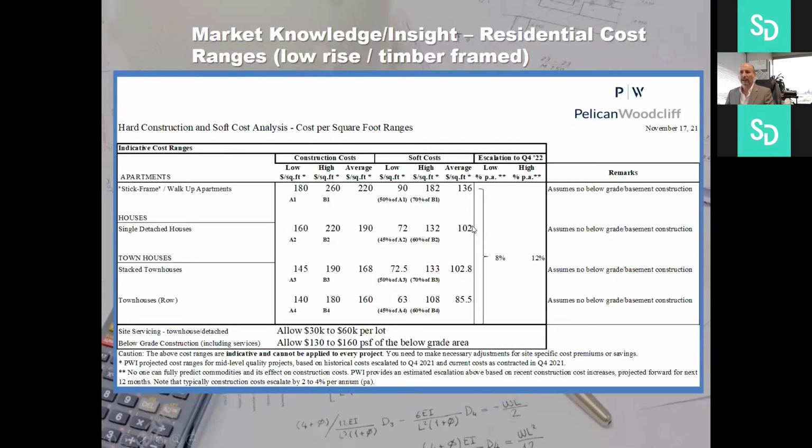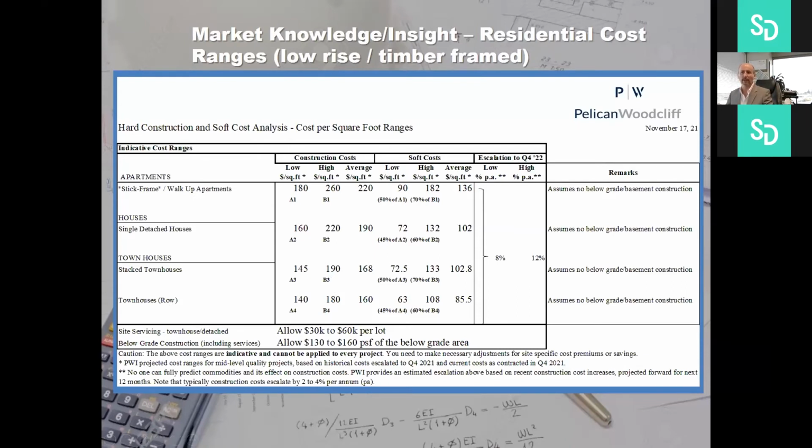So this slide is a cost per square foot range that we want to present. It's taken from historical project costs that we escalated to quarter 4 2021, and current costs that are contracted. In our project database, the asset types, so walk-up apartments, single detached, stacks, and infills would be the low end of the cost. The construction costs would be anything from 140 to 180, with 180 to 260 being the high end of the costs. It's very important when you use these cost charts to know that it's only indicative. You cannot use these for every project.